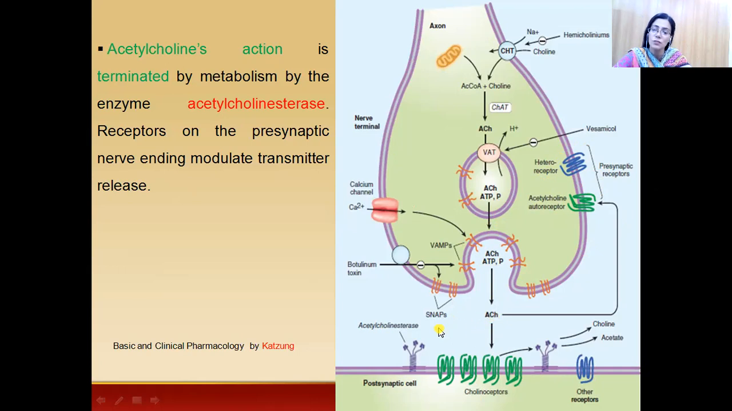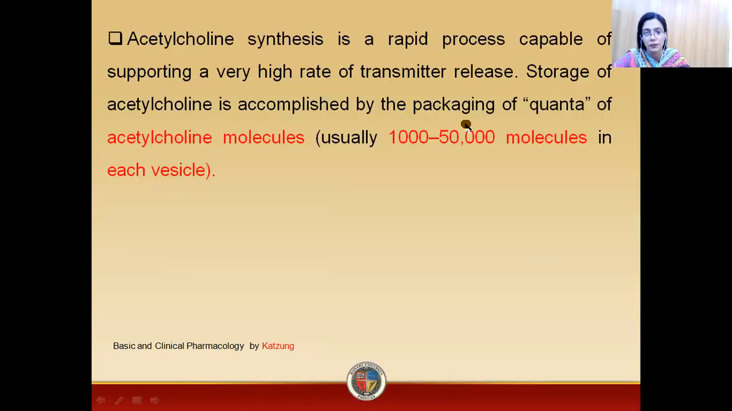Now, this acetylcholine which is present in the synaptic space can get degraded with the help of an enzyme, that is acetylcholinesterase. So, acetylcholine action is terminated by this enzyme, which breaks down acetylcholine into choline and acetate. Now, this choline can again be transported into the neuron, and again there can be formation of acetylcholine. The vesicle which is present in the neuron doesn't contain only one acetylcholine molecule. It contains 1,000 to 50,000 molecules of acetylcholine.